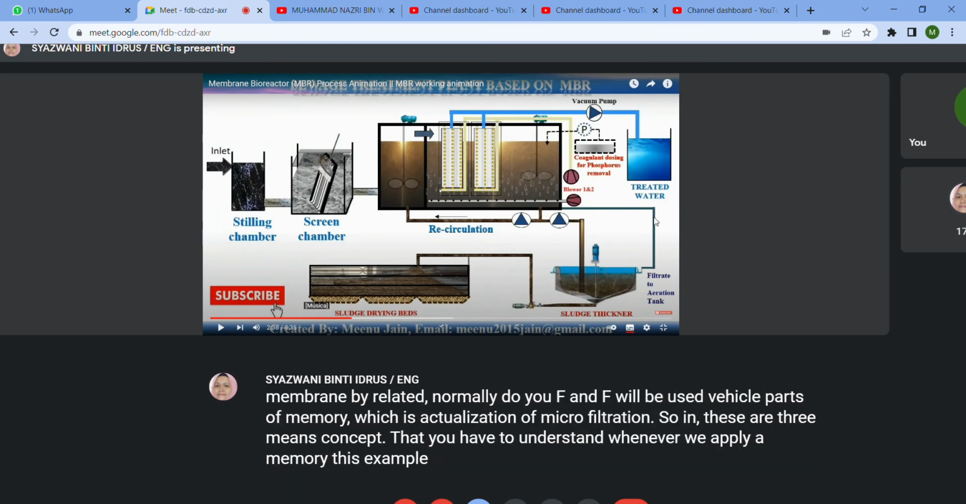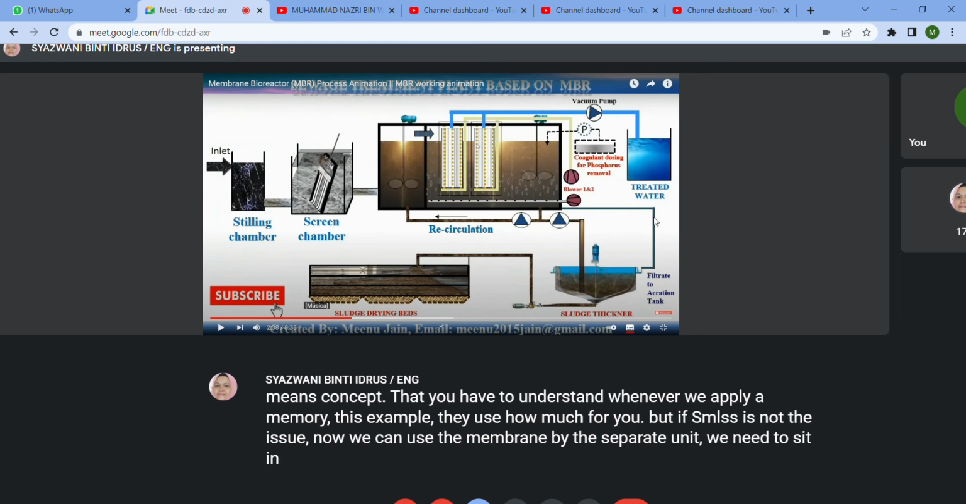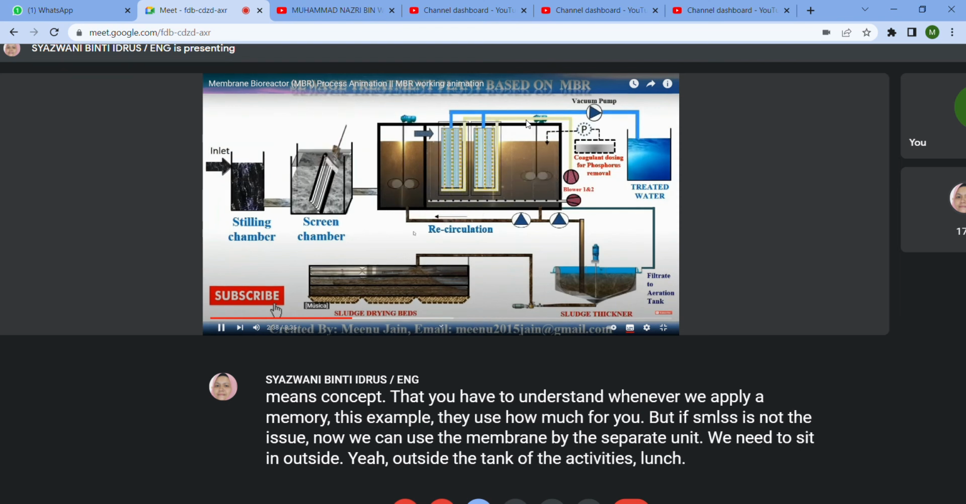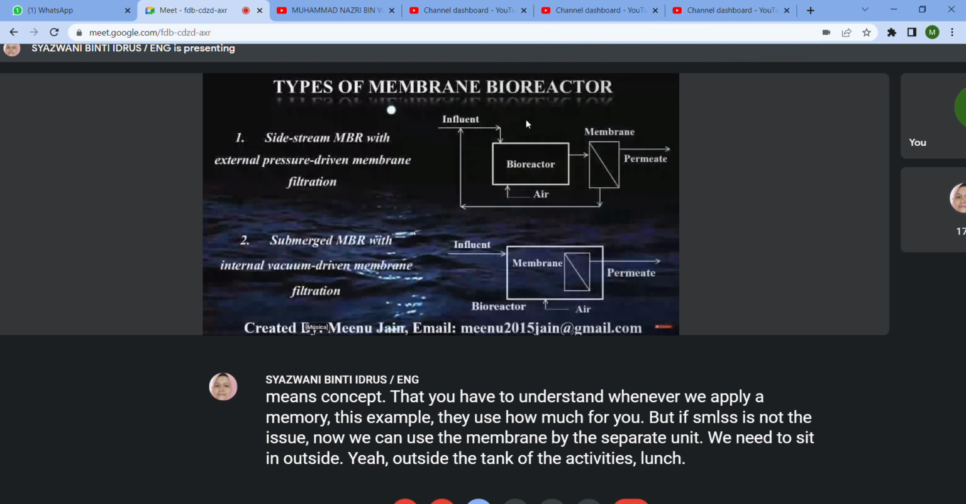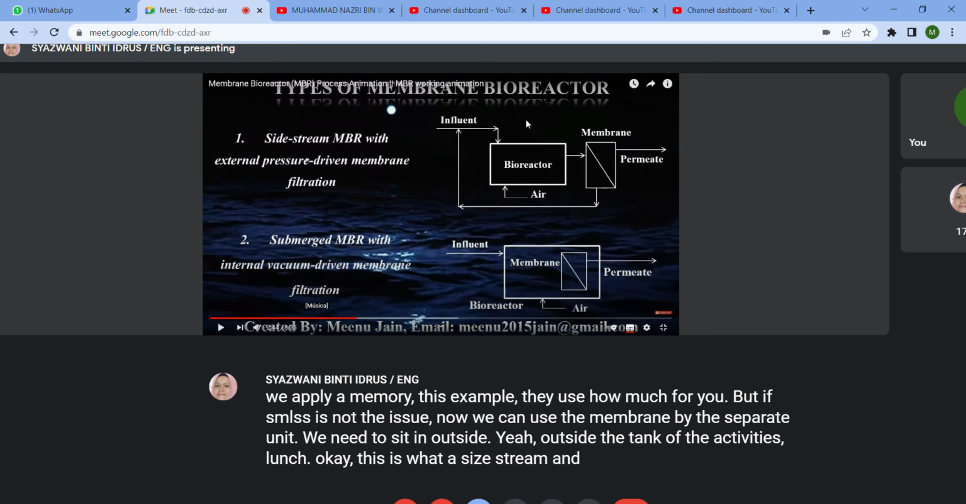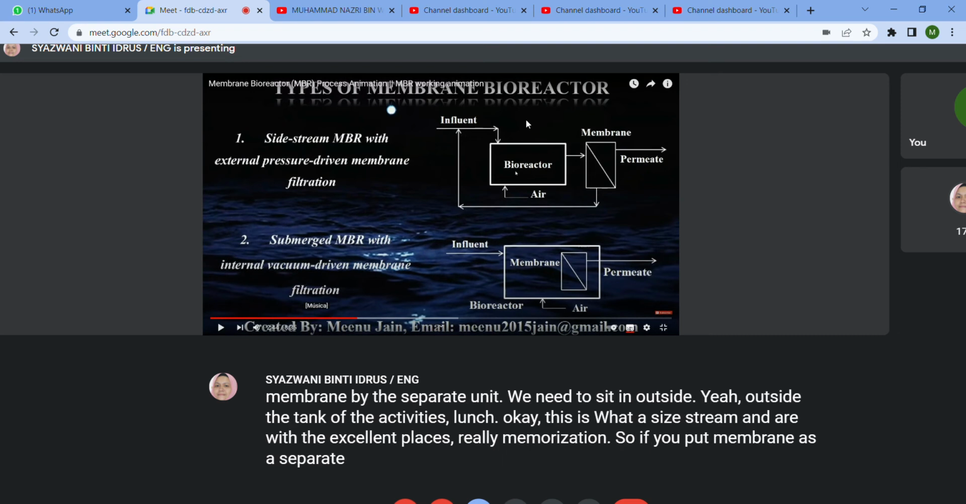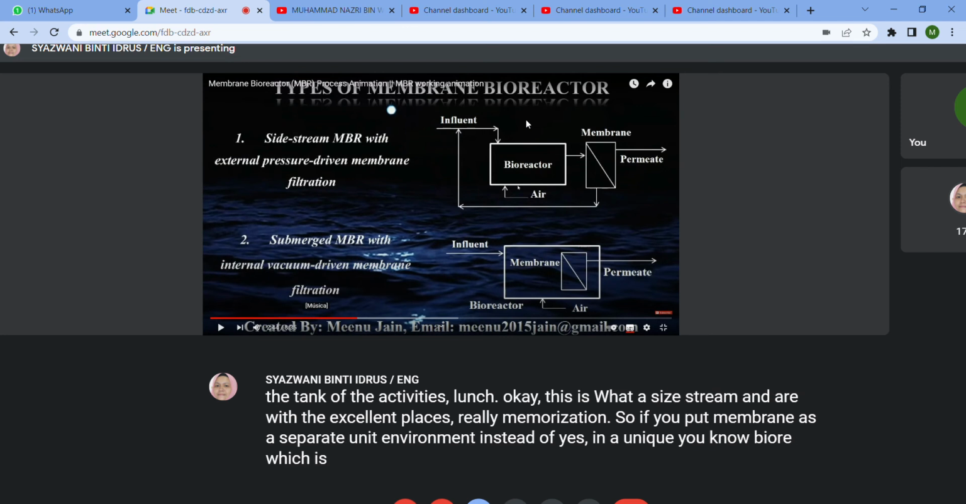In this example, they use a submerged bioreactor. But if MLSS is not the issue, we can use the membrane bioreactor as a separate unit, meaning you put it outside the tank of the activated sludge. This is what I mean: side stream MBR with external pressure driven membrane filtration. So you put the membrane as a separate unit instead of inside the bioreactor, which is the activated sludge tank just now.